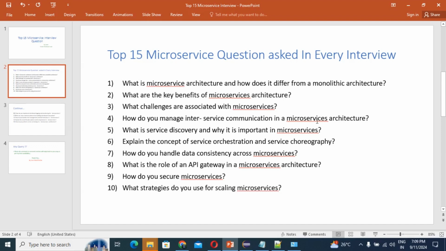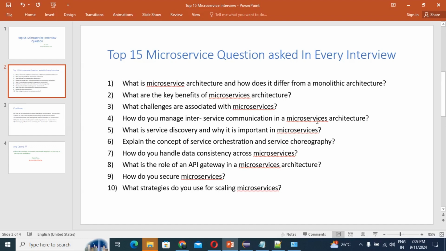Second, inter-service communication. That is the second challenge. If you're going to implement microservices, it requires careful design, because in microservices you will definitely have more than one service, small independent services. So inter-service communication requires careful design to handle service-to-service communication and data exchange. That is also one challenging point for microservices.